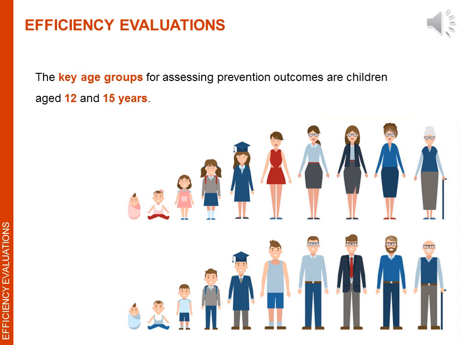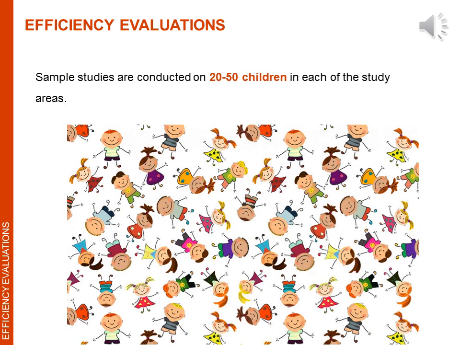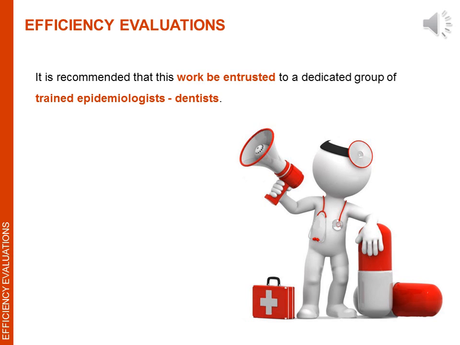The key groups for assessing prevention outcomes are children aged 12 and 15 years. Sample studies are conducted on from 20 to 50 children in each of the study areas. It is recommended that this work be entrusted to a dedicated group of trained epidemiologists-dentists.